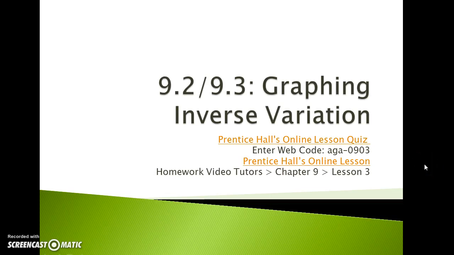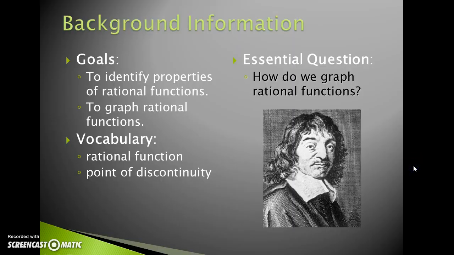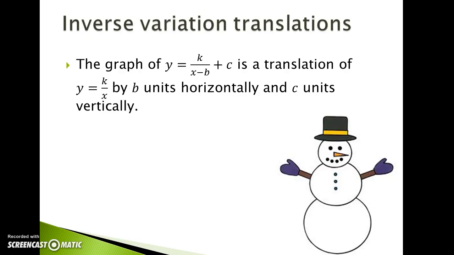Hey guys, today we're going to look at 9.2 and 9.3, which is about graphing inverse variation. The essential question for today is how do we graph rational functions? First things first, let's look at some inverse variation translations.